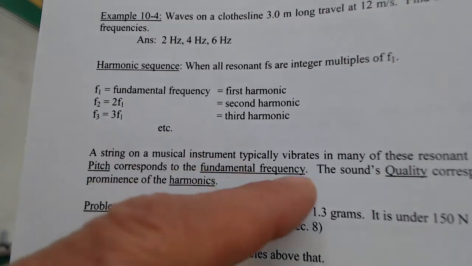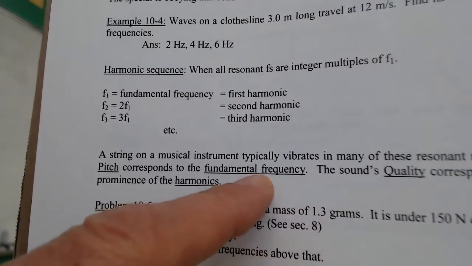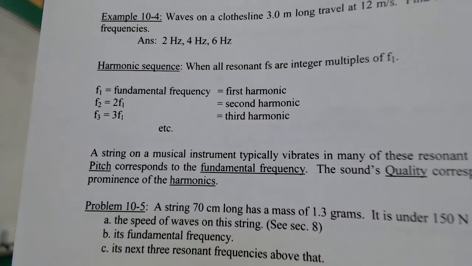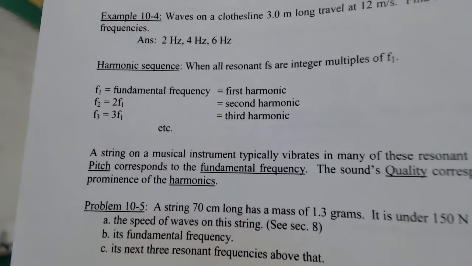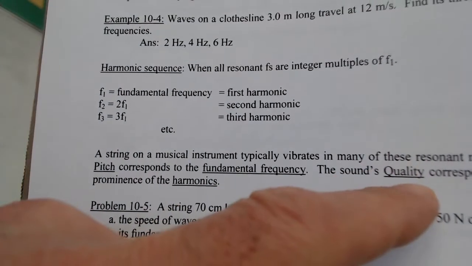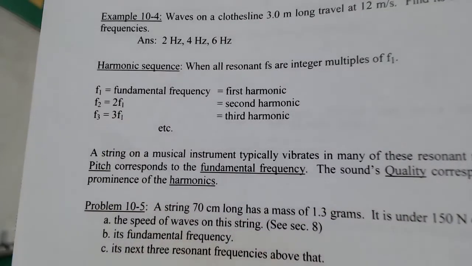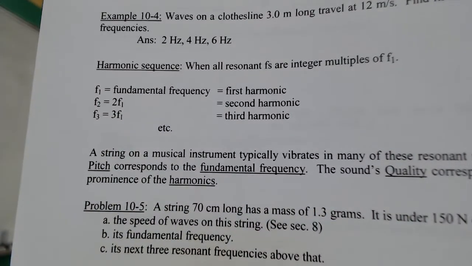So the fundamental frequency determines what note you have on a musical scale. As for all those overtones, harmonic number 2 through infinity, they determine the sound's quality. Aside from loudness and pitch, there is some third characteristic that a sound has.